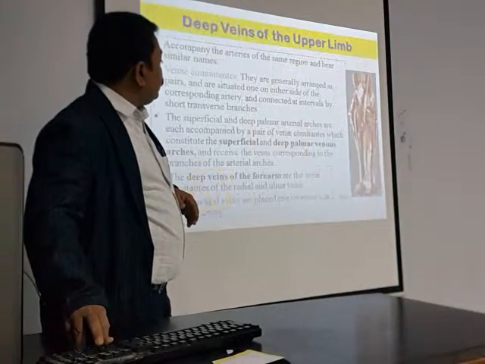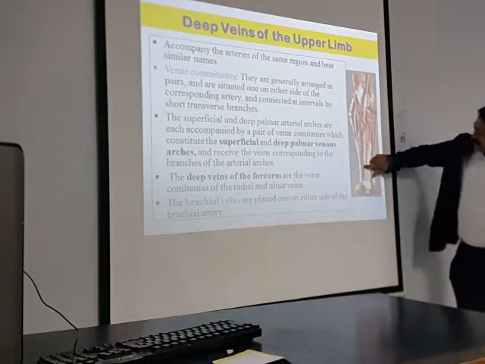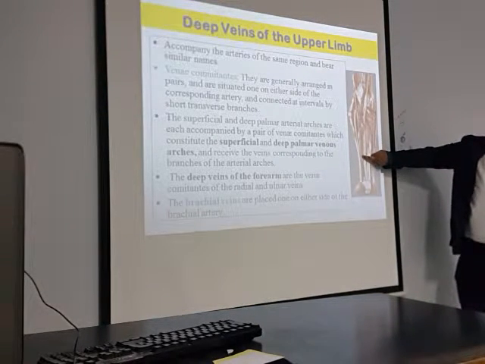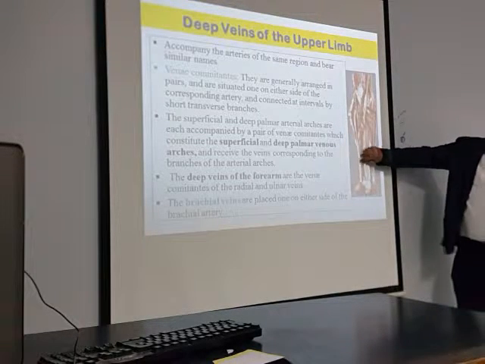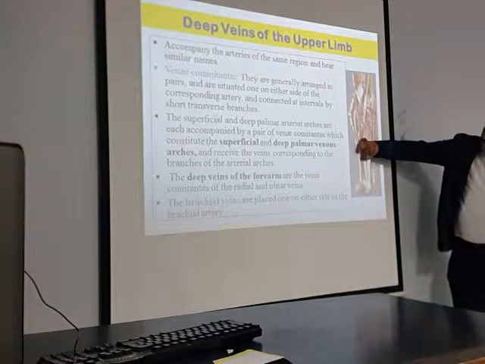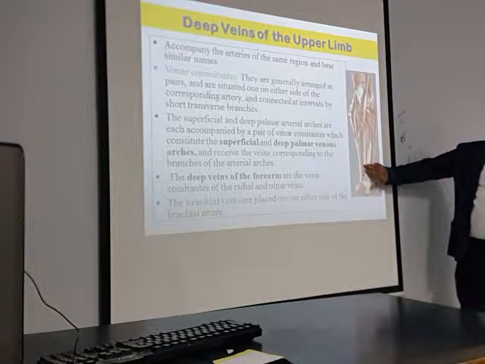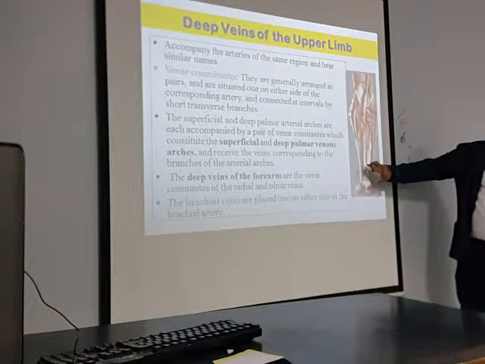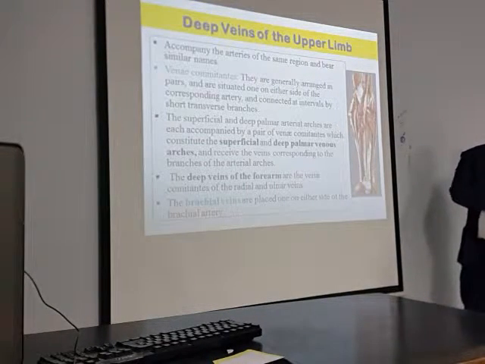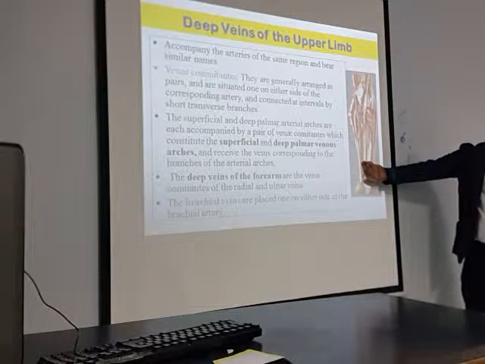One second, I'll show you. This is the radial artery and the ulnar artery. On either side of the artery, there are two channels of veins here. These are the deep veins, that is the radial vein, venae comitantes along with the artery. These are paired in number. Deep veins of the upper limb.